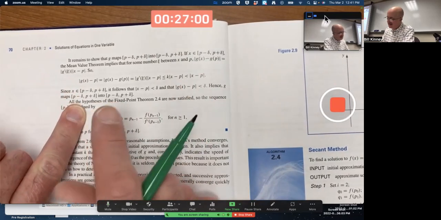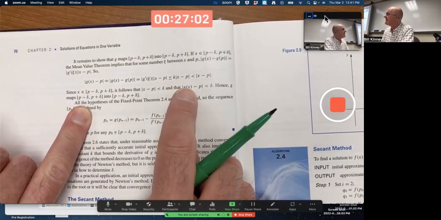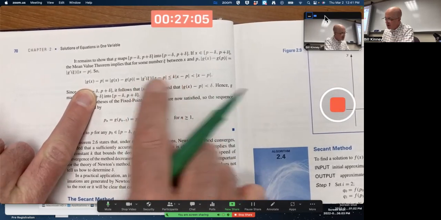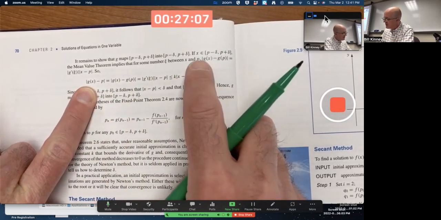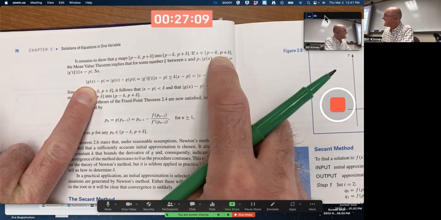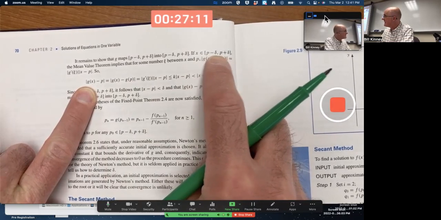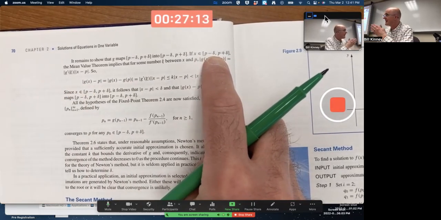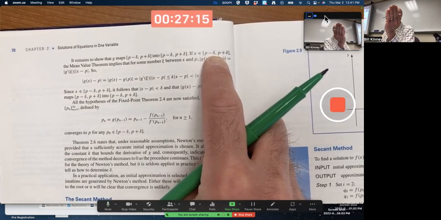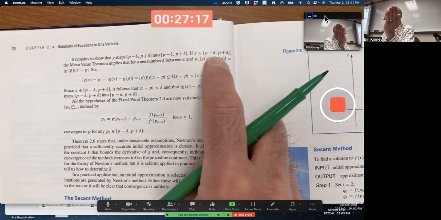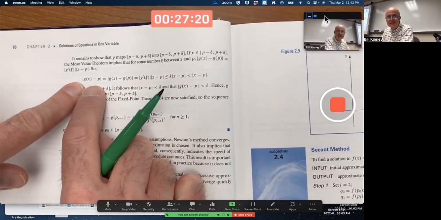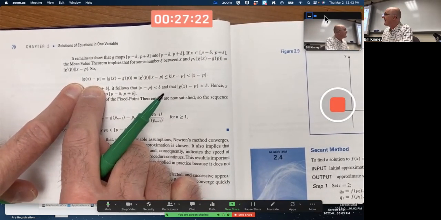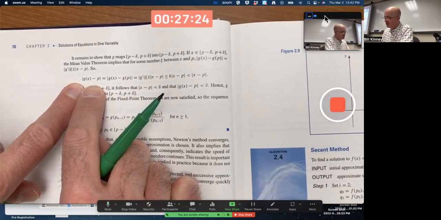Now we do this line, and this is the key line that makes everything work. What are we trying to show again? We're trying to show if X is within delta units of P on a number line. That's what this means. It's between P minus delta and P plus delta. That the output G of X is also within delta units of P. So that's why we look at the absolute value of G of X minus P. That would represent the distance between G of X and P.